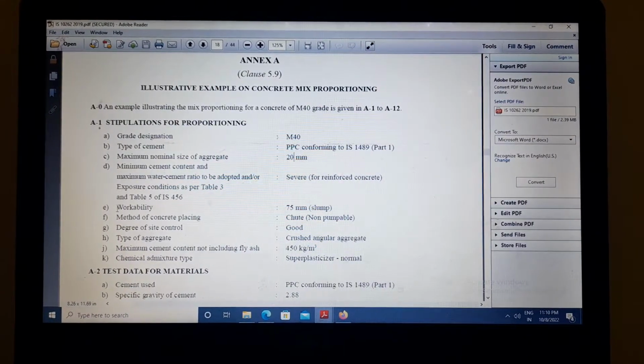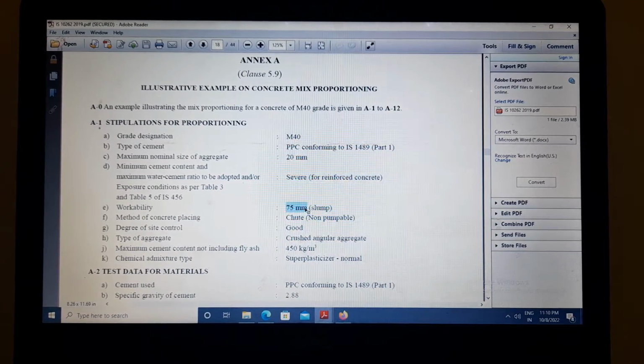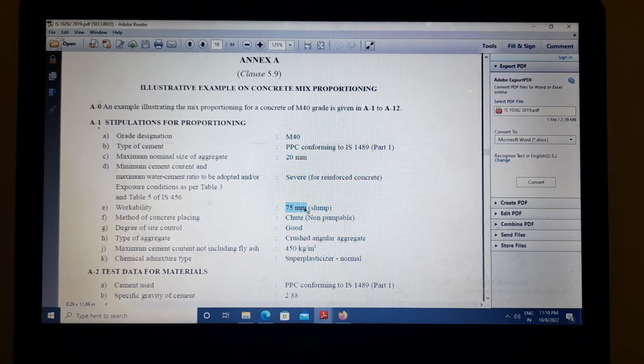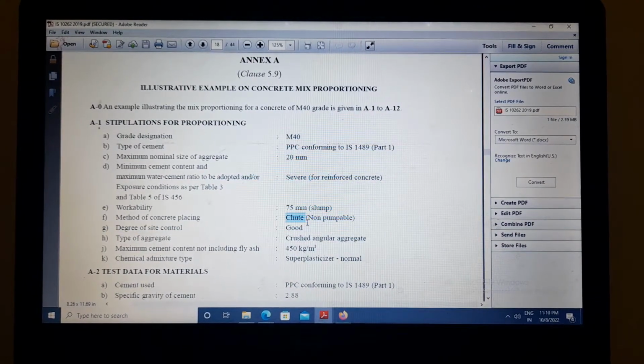Next condition is workability requirement. Here the adopted workability is 75 mm, that is slump. The workability is decided based on the type of pouring. If you are going to pour concrete with a pump, generally the slump requirement will be more, and you should consider the type of structure. Depending on the structure also, you will decide the slump requirement. Here the slump requirement is 75 and method of placing, whether you are pouring the concrete manually or by pump. Here we are pouring the concrete manually.